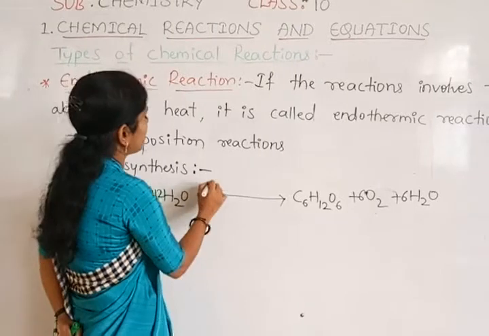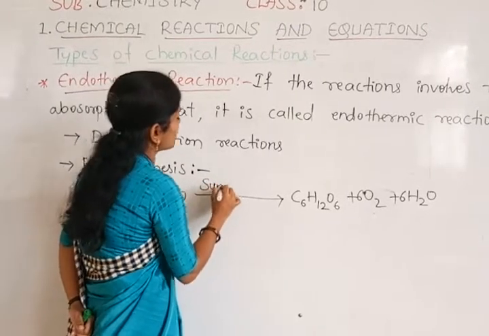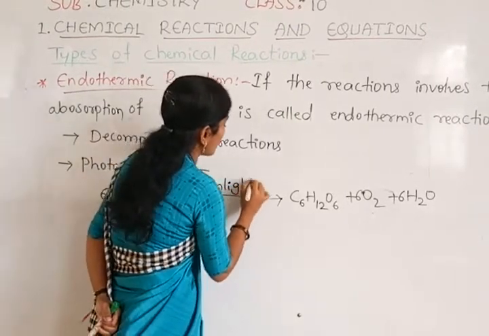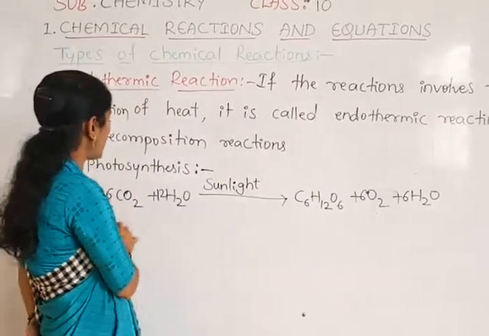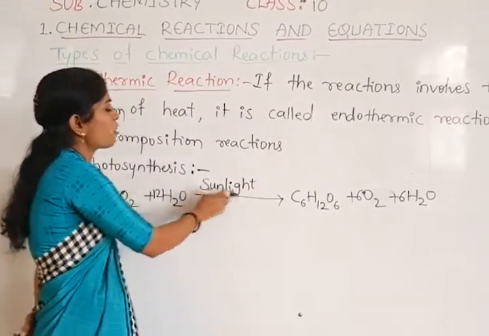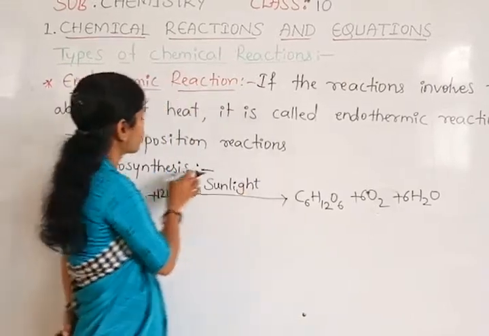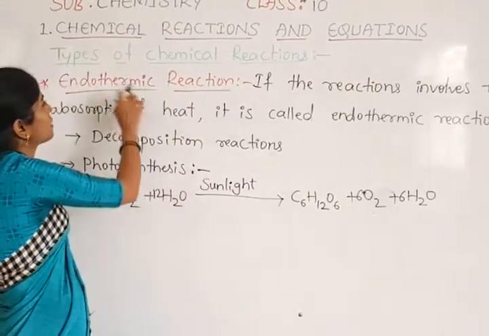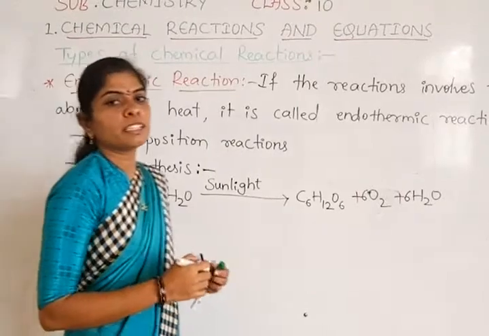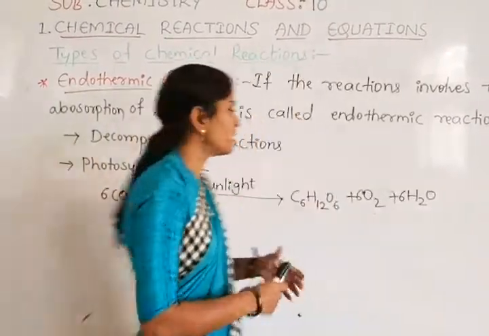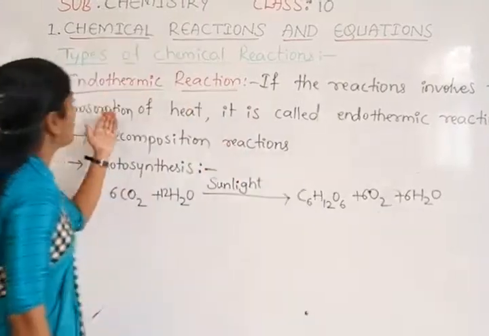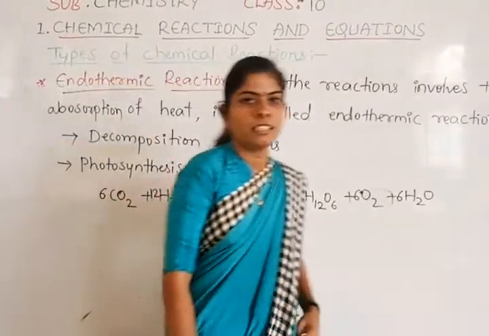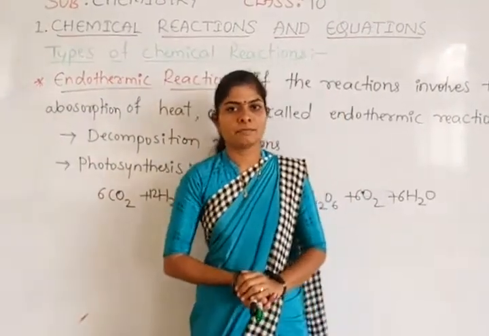And in photosynthesis, the plants use sunlight. The sunlight is absorbed by the chlorophyll. Since the absorption of sunlight takes place in the photosynthesis process, this is an example of an endothermic reaction. With this, all the decomposition reactions are examples of endothermic reactions. Is it clear for everyone?